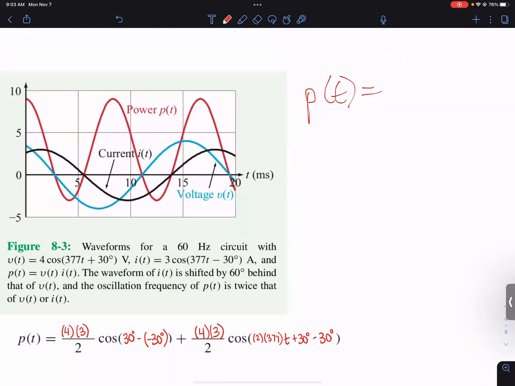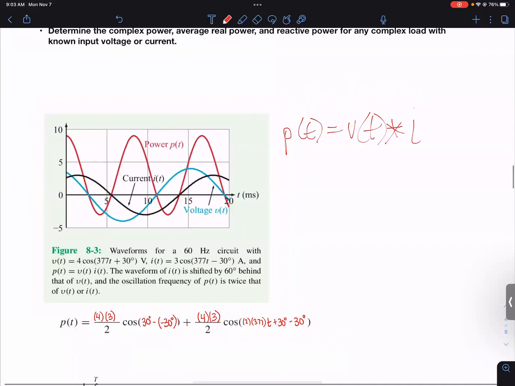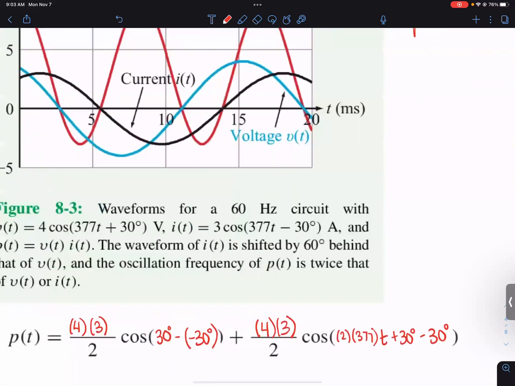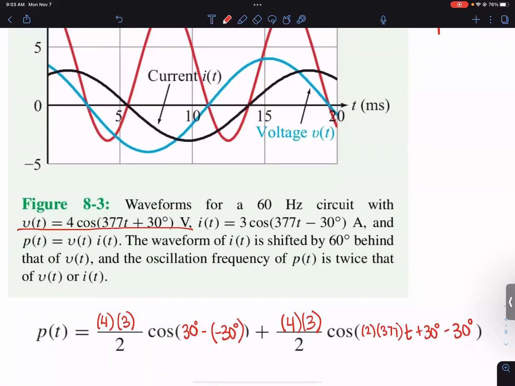Power, we think of it as power equal to voltage times current. And so if we have the voltage described here as 4 cosine 377t and i of t equal to 3 cosine 377t, then what does this result in?